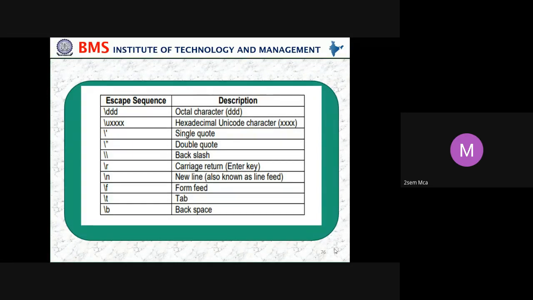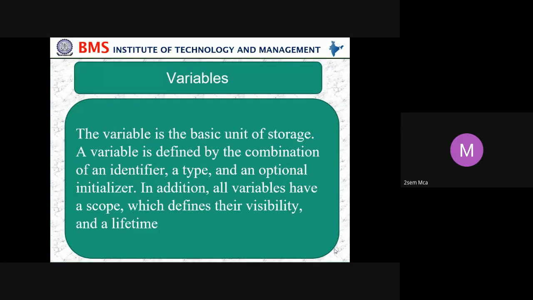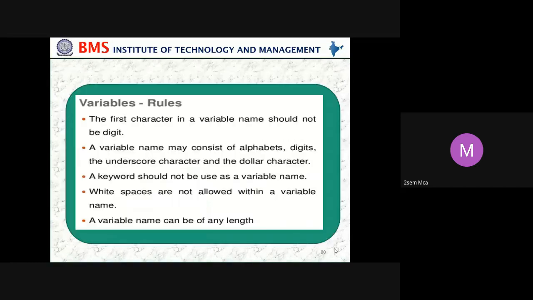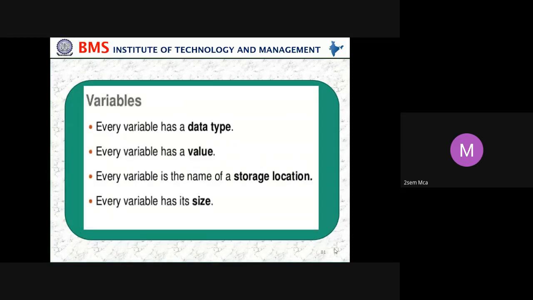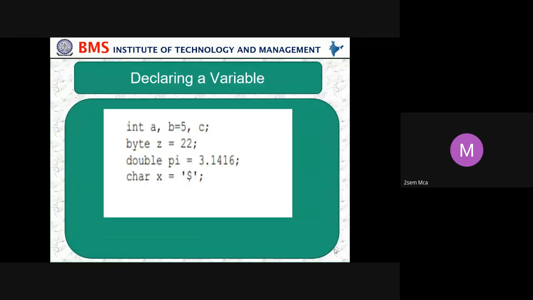Generally, out of all these, we may use only one, that is slash n. Mostly, we'll be using only slash n. Then we started with string variables. Then we started with variables. We told how a variable is stored. Then what are the rules for variables? What is a variable? We have seen that it has a data type, value, storage location, and size. And we have seen the variable declaration, and how variables are declared.